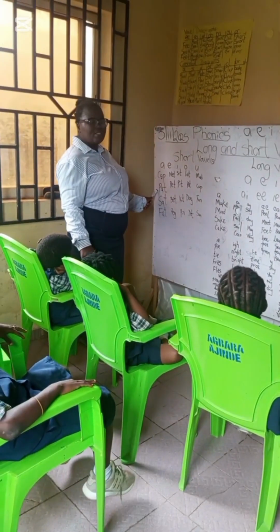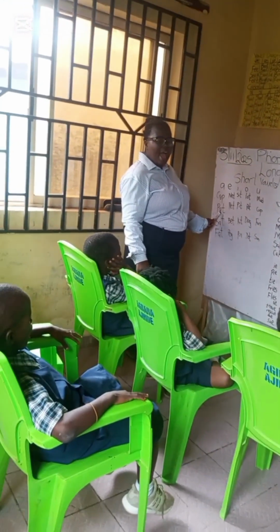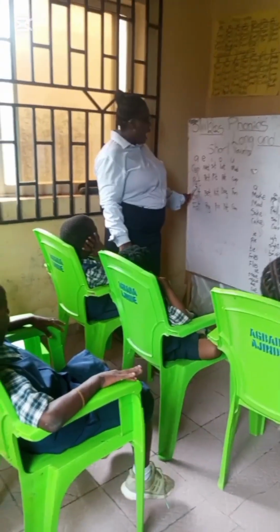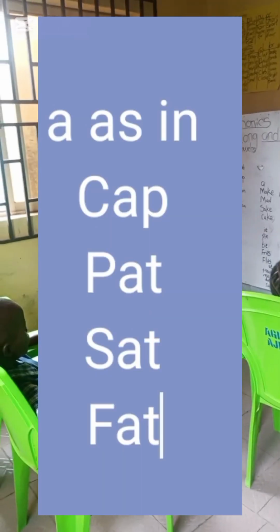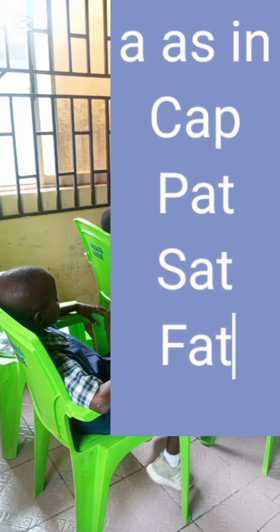Then we have another example. Let's sound this: p, a, pat. Again. P, a, pat. You can see your A sound at the middle. That is a short vowel.